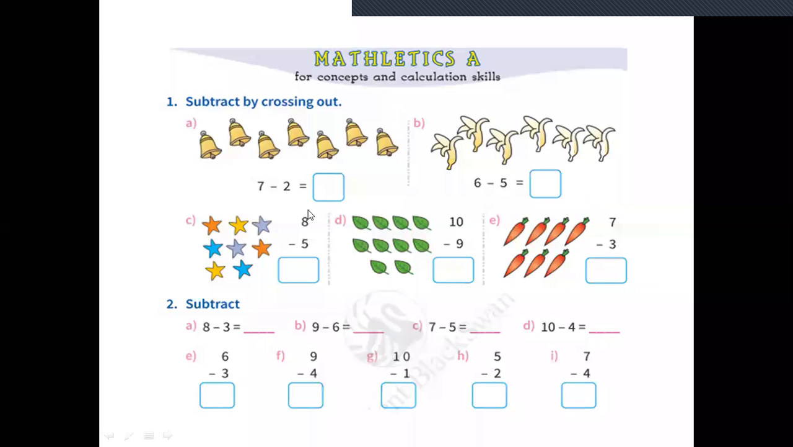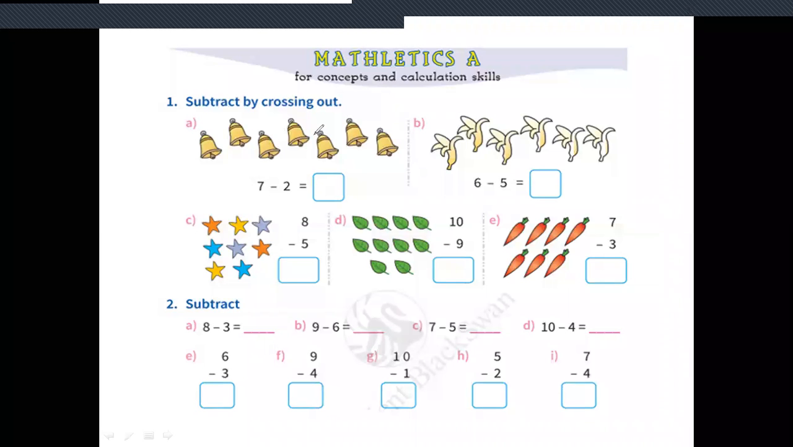Now we will do subtraction, all types of sums. Okay. Now we will do subtraction 1 to 10. Related to that, we will do the sums. See here, subtract by crossing out. First, we will do subtraction by crossing out.